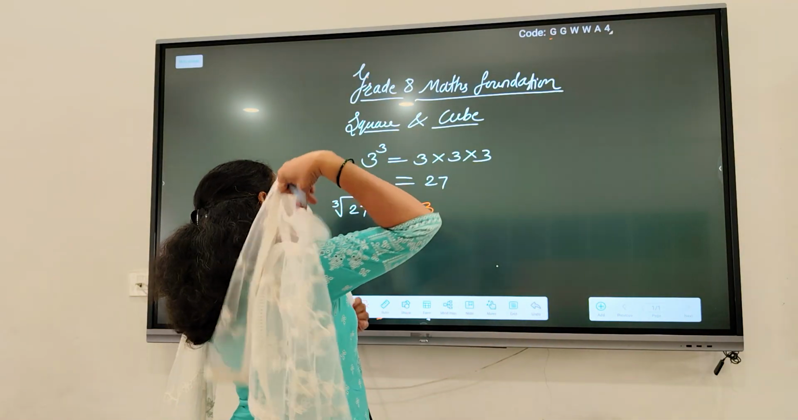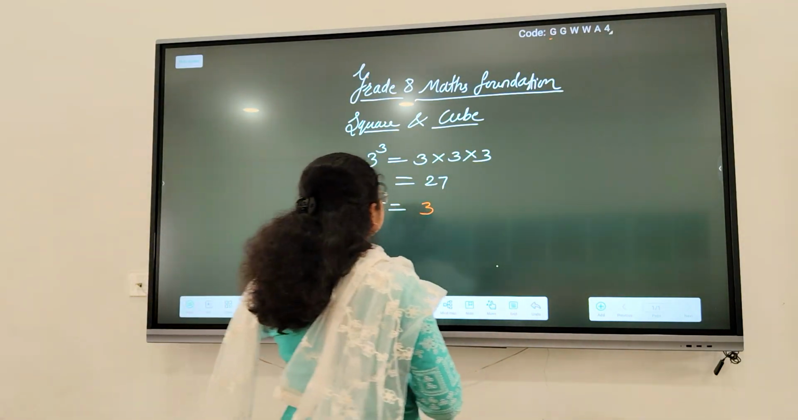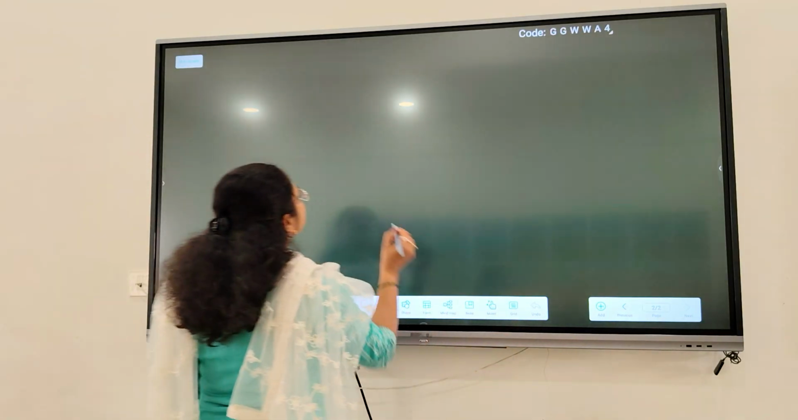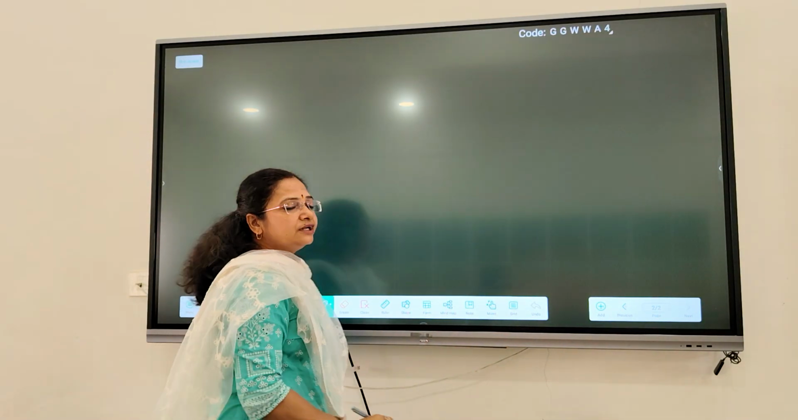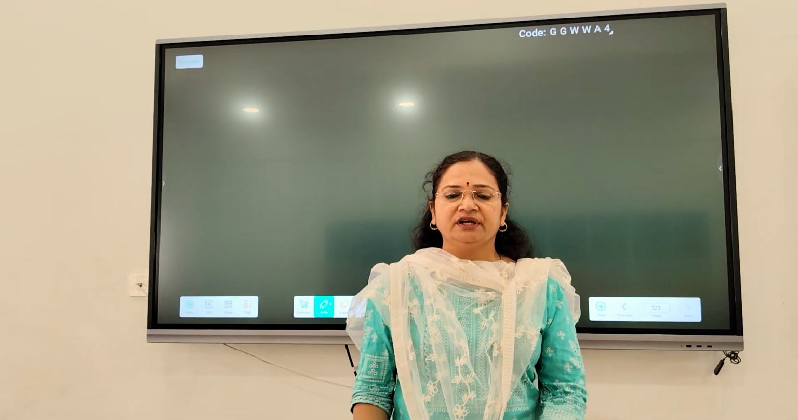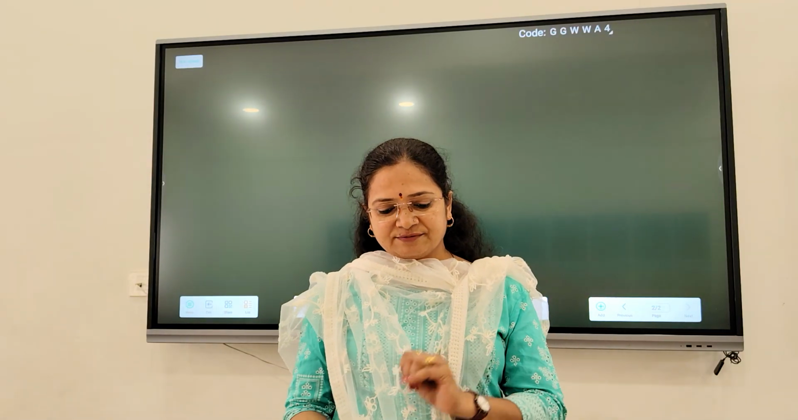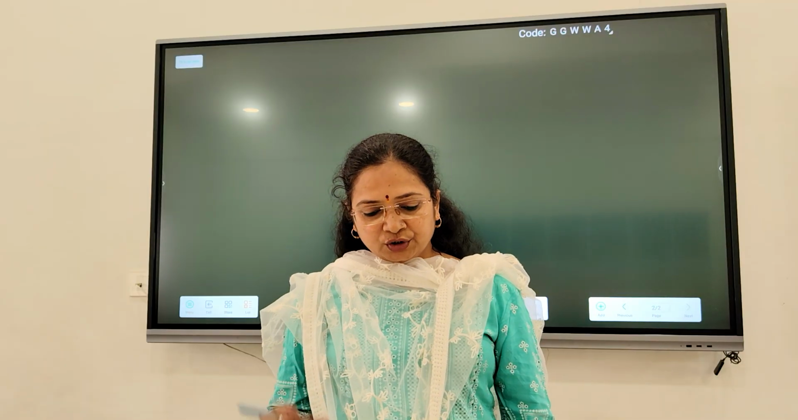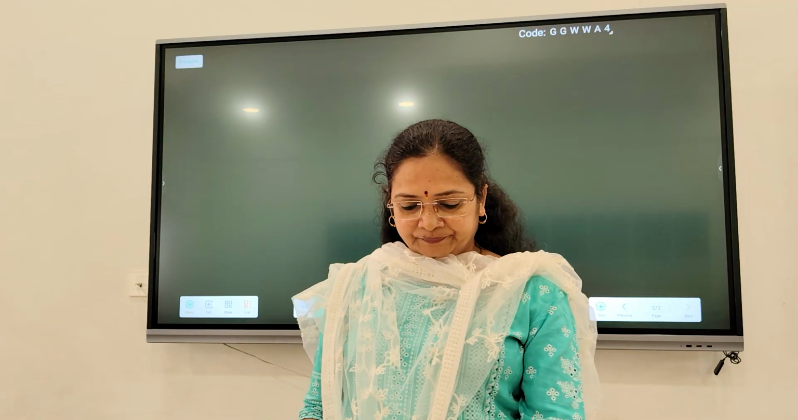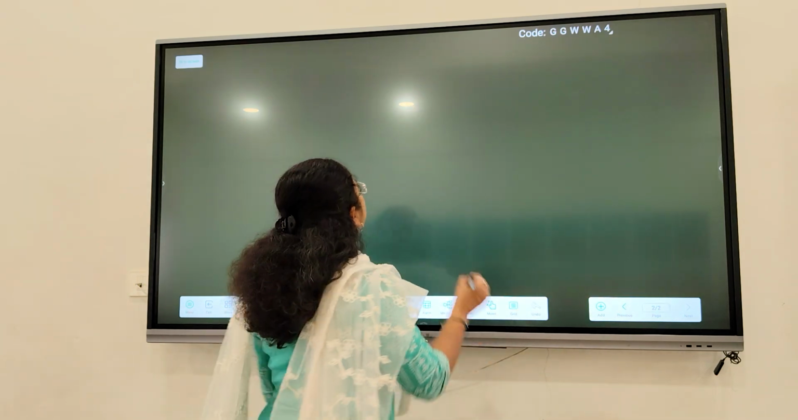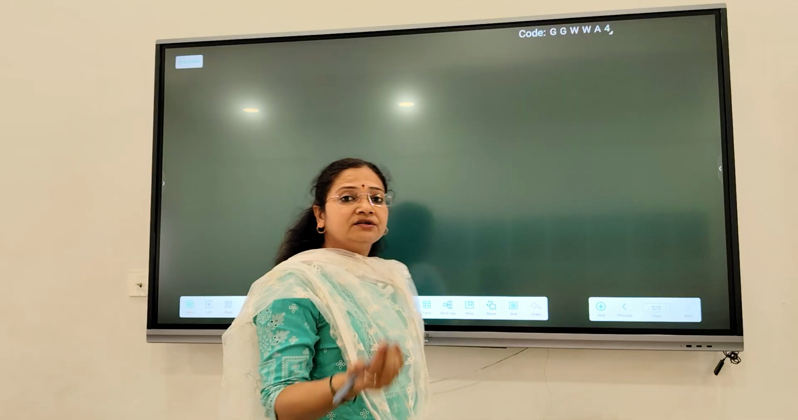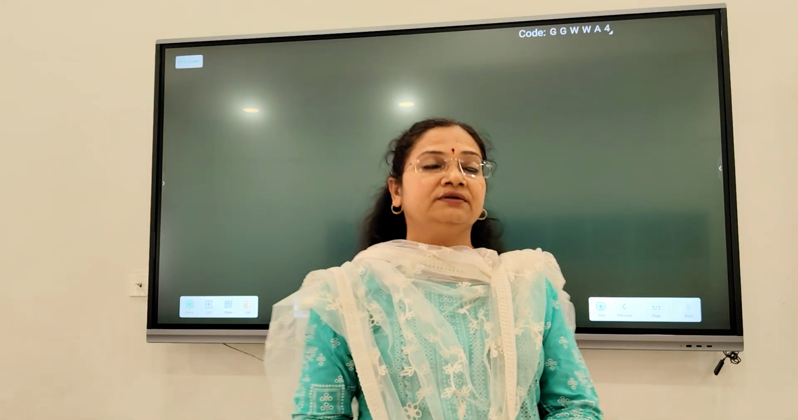Now it is clear how to find cube. If we multiply any number 3 times by itself, then we will get the cube. Now cube of odd number. How to find if it is a cube number?